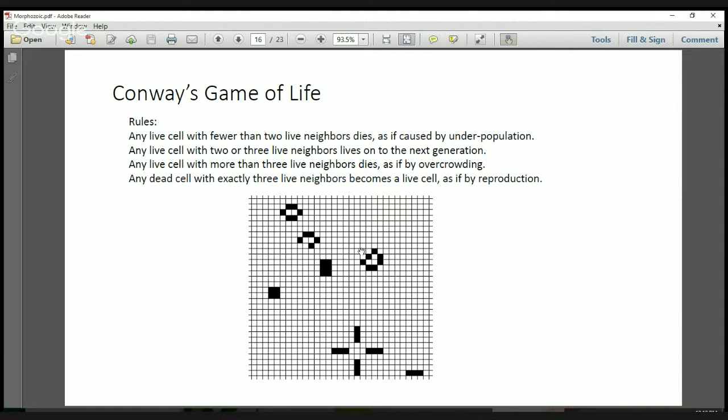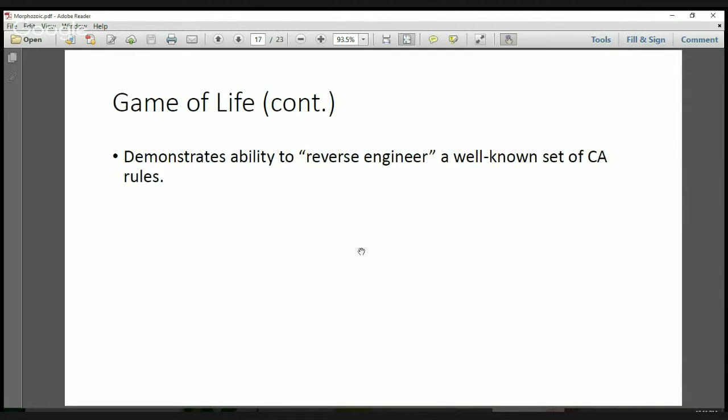And you get some fascinating dynamic things that happen. One of which is a thing called a glider and a glider gun, which are like self-sustaining, oscillating, repeating patterns. So doing the Game of Life demonstrates the ability to reverse engineer a well-known set of cellular automaton rules. So at this point, I want to actually switch over to a little demo here.